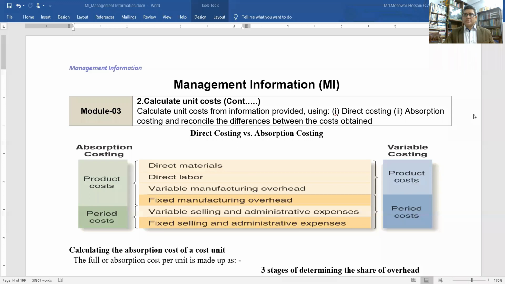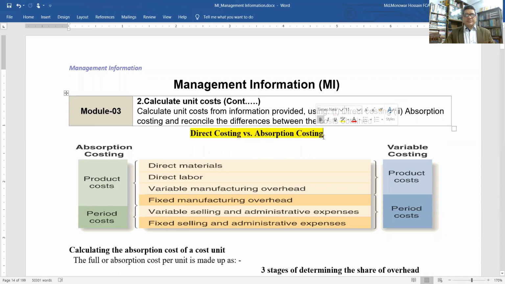Today we will discuss Management Information Module 3. So let's start. Okay. So in my previous module, Module 2, we have discussed the calculation of unit cost. So this module is the continuation of the previous module. So here we learn direct costing versus absorption costing.